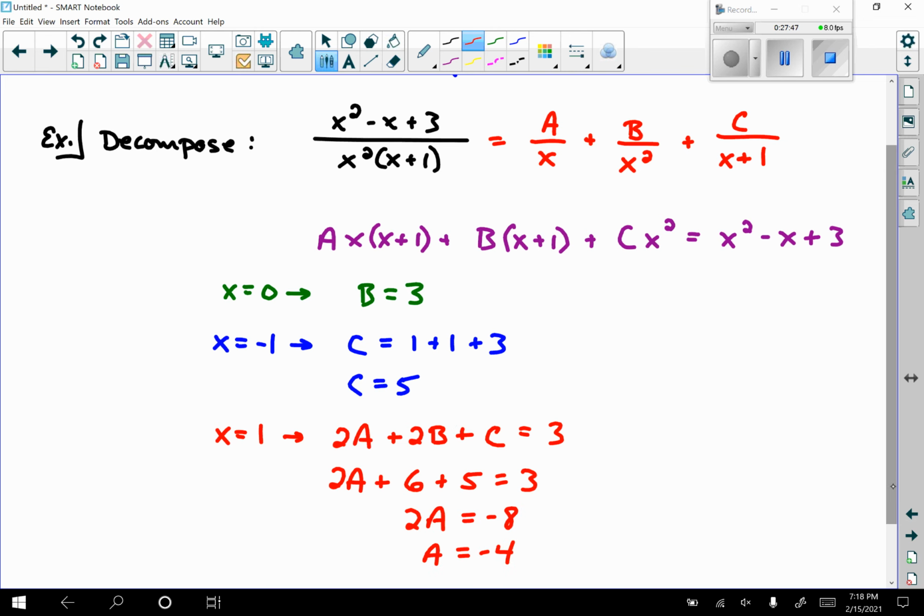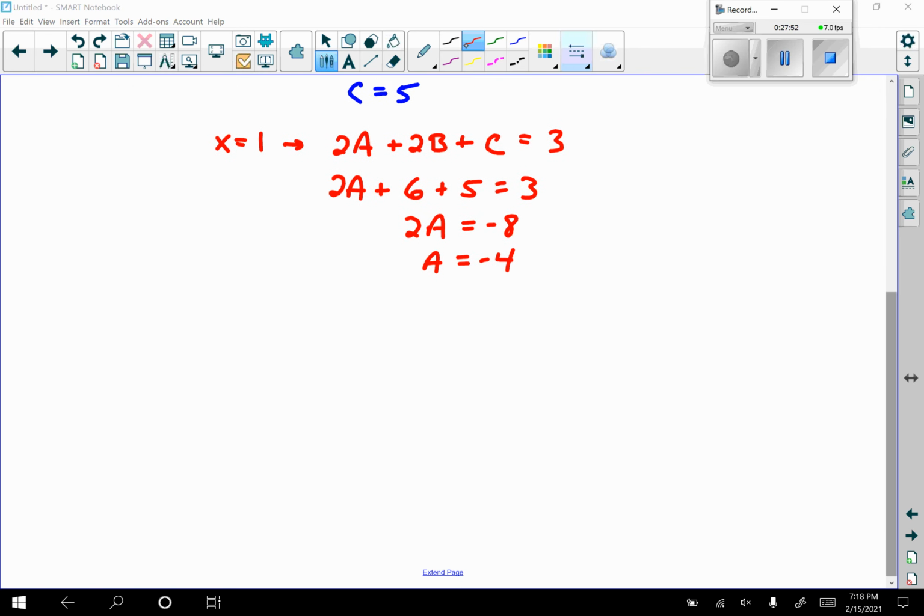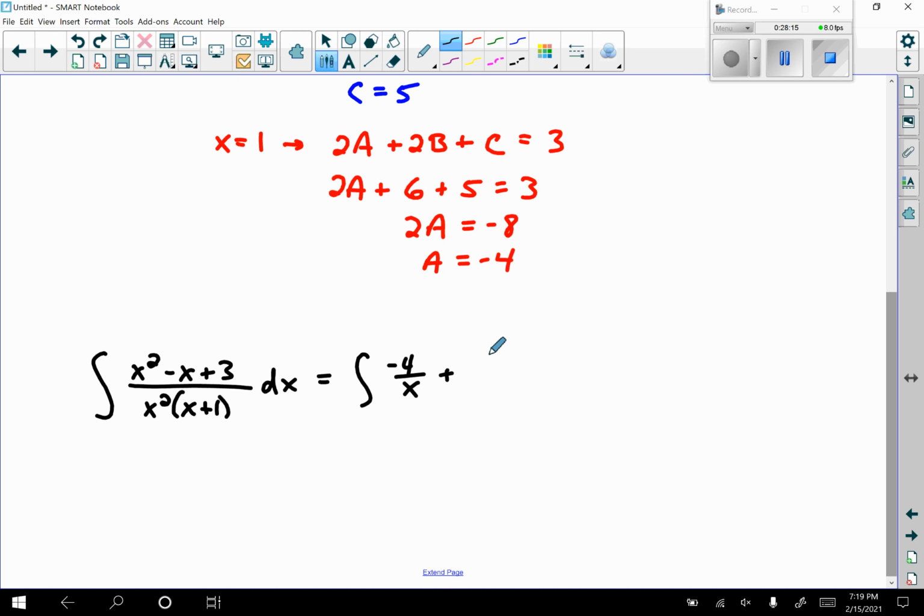So now I can rewrite my fraction. And I'm actually going to turn it into the integral now. So if I were to ask you to evaluate the integral of x squared minus x plus 3 over x squared times a quantity x plus 1 dx, I can now rewrite this as the integral of a over x. A was negative 4, so we get negative 4 over x, plus b over x squared. B was 3 over x squared. And then plus c over x plus 1, so 5 over x plus 1 dx.